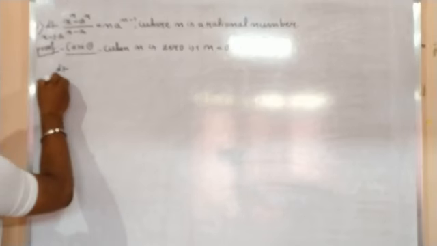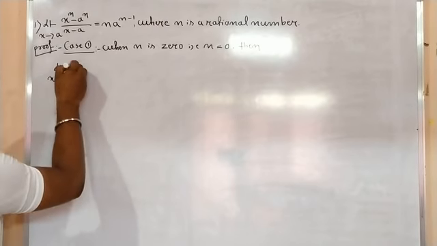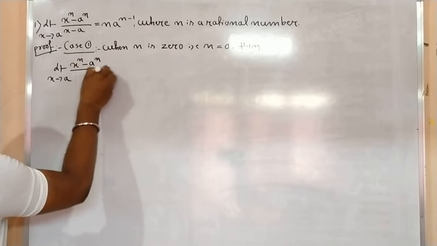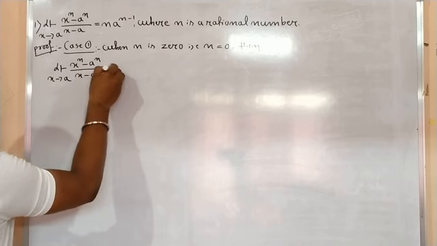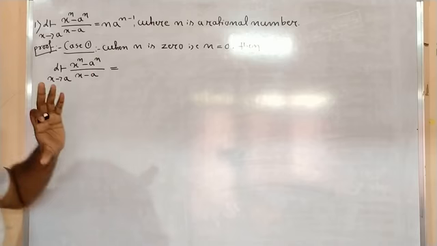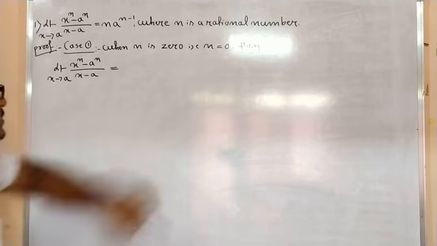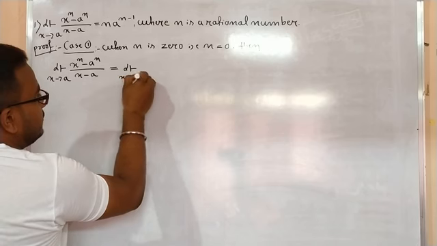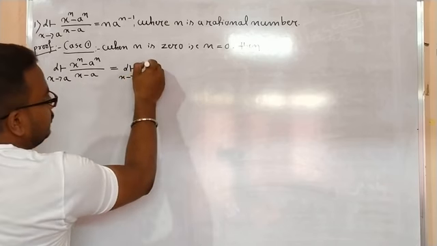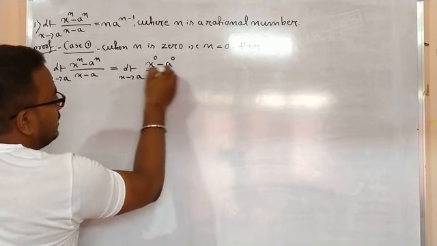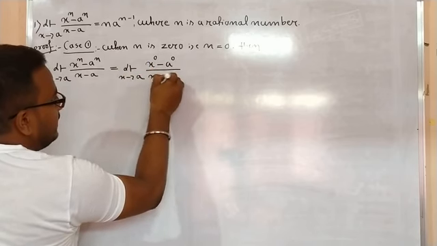limit x tends to a, x to the power n minus a to the power n divided by x minus a equals to, right? In this case, this n is my 0, right? Isn't it? n equals to 0. So it is limit x tends to a, and this n is 0. So put the value of n. It is x to the power 0 minus a to the power 0 divided by x minus a.